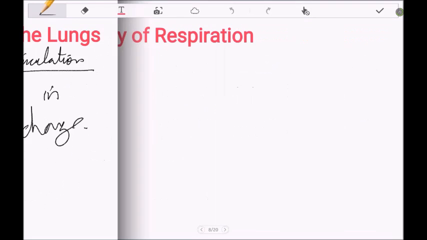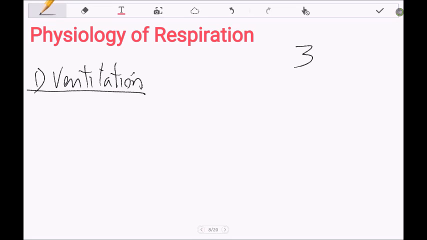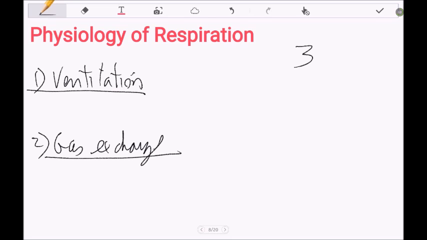Okay. So next we're going to talk about the physiology of respiration. The physiology of respiration involves three processes. So I'm just going to put here three processes. The first one is called ventilation. The second one is gas exchange. And third but not least, is transport. Okay, so if you start thinking about it, this would make sense. Ventilation is the movement of air in and out of the lungs, right? Like we talked about earlier, from high pressure to low pressure.